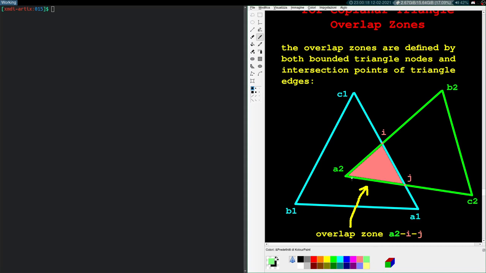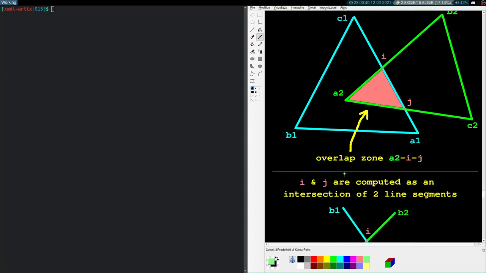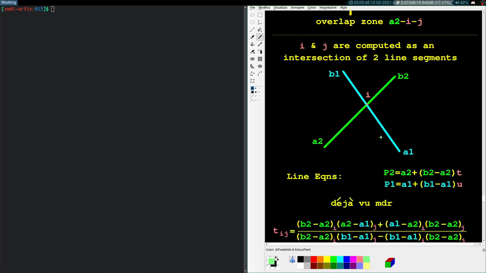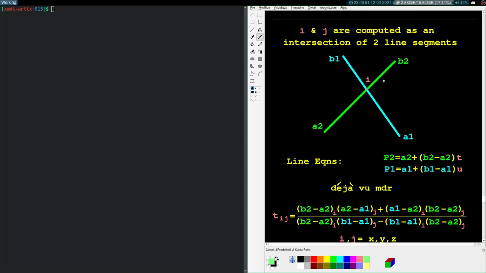It's actually very simple to understand, but it's kind of hard to implement. You're basically going to be making a huge list of all the points on this overlap polygon, and you'll get, like I said before, points from intersections of line segments, and then points from contained nodes like A2 here. So again, I and J are computed as the intersection of line segments. Here is an example for I. And this should be deja vu because we did this just a few minutes ago. You have an equation for line P2 here, and the equation for line P1 here. So it starts at A2 and it goes in this direction times parameter T and times parameter U. And where P2 equals P1, you have intersection at point I.